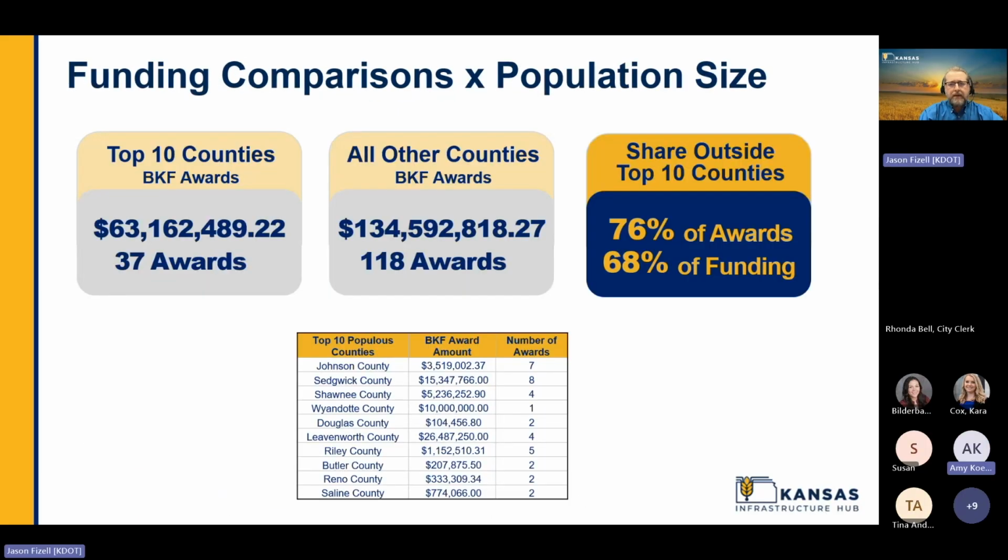I'd like to show this just to show that one of the charges we've had from the Legislative Advisory Committee is that we help focus on smaller rural communities in the western and southeastern part of the state. And so while our top 10 counties by population have received 37 awards, the bulk of our awards and funding has gone to the 95 counties that aren't in that top 10 as well.